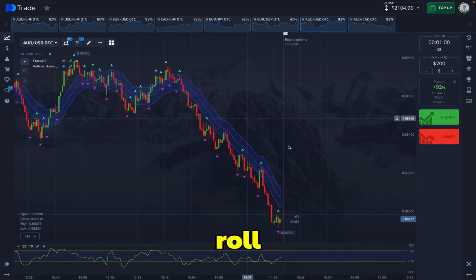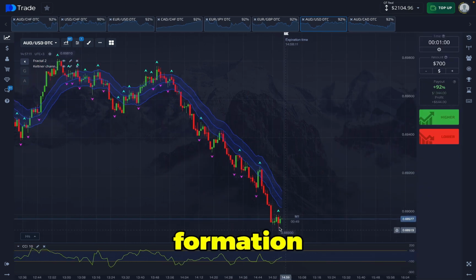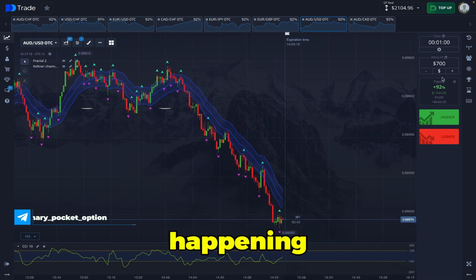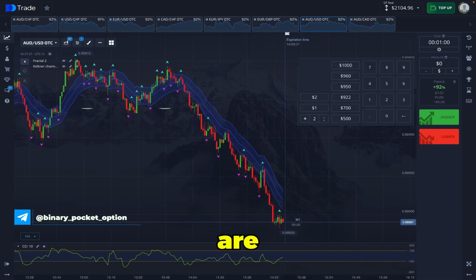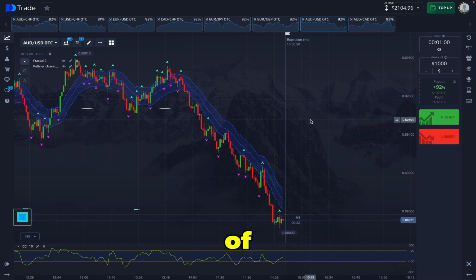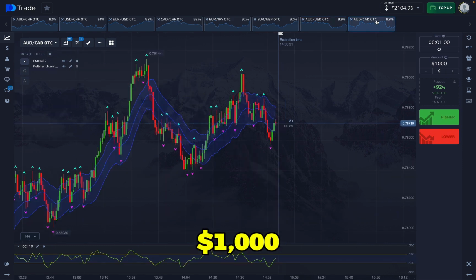Great, we caught the price rollback on time. So we have a formation there. It's a new local minimum. In general, everything is happening as I expected. So we are already in the black by 1,000. Let's change the amount of the value and already put $1,000 and select the next currency pair.